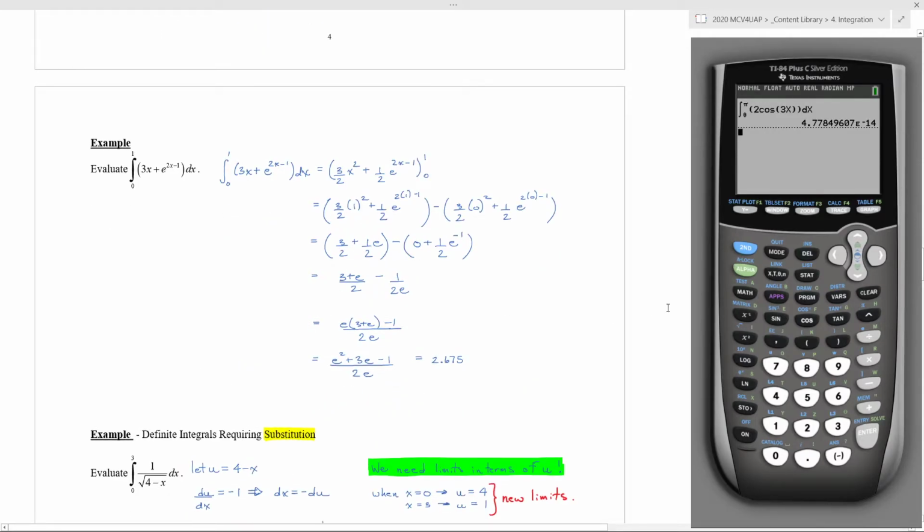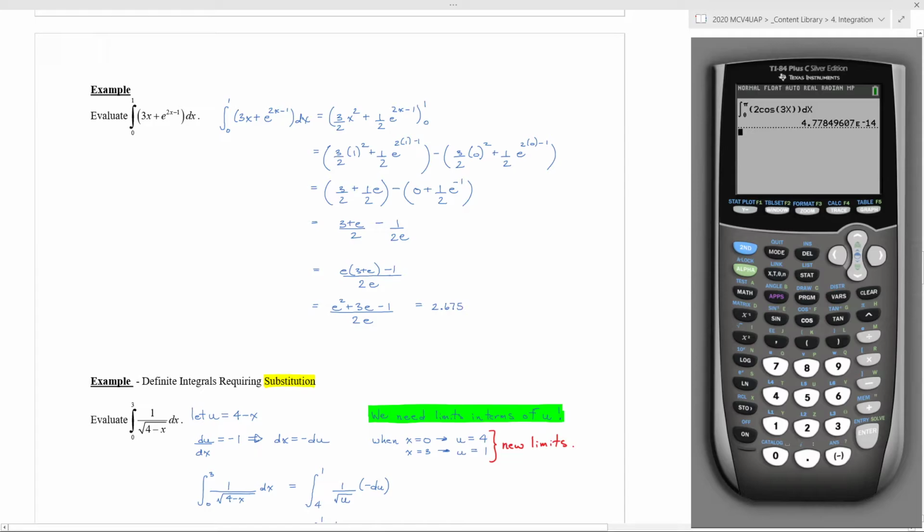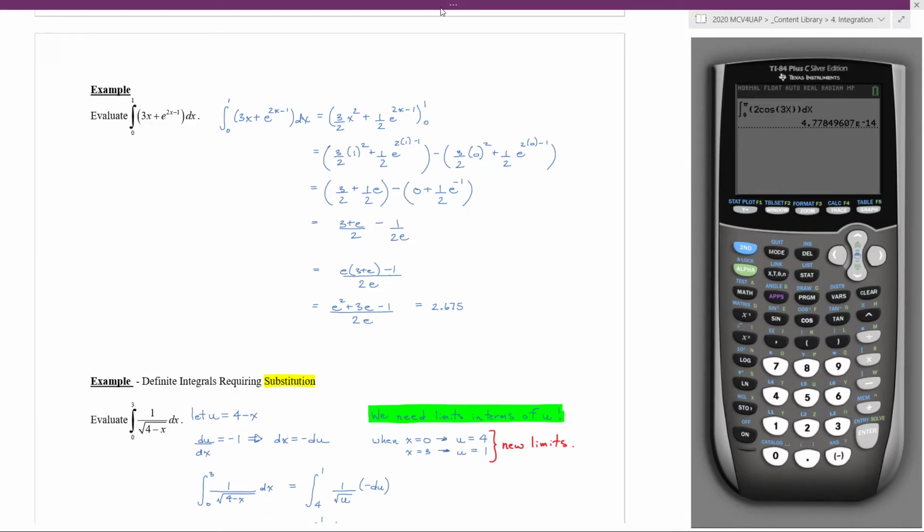Next example, the integral from 0 to 1 of 3x plus e to the 2x minus 1. So this amounts to finding the antiderivative of 3x, then finding the antiderivative of e to the 2x minus 1, adding them together. Okay, that would be the antiderivative, and then I would have to evaluate at 1 and evaluate at 0. So it looks like I forgot the vertical line there. There should be a vertical line here.